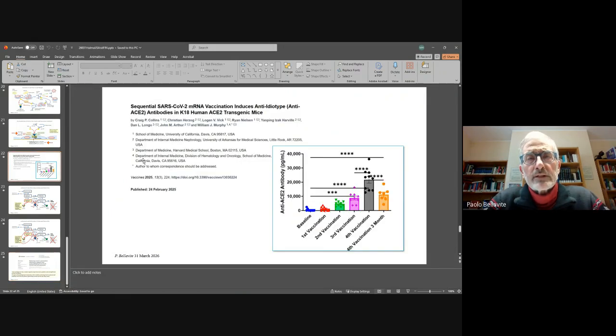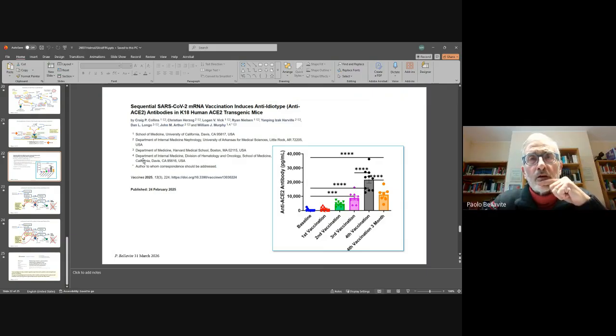The important thing is that we have found a correlation between anti-S and anti-ACE2. The more anti-S are present, the more anti-ACE2. This is consistent with the hypothesis of an anti-idiotype mechanism. Okay.